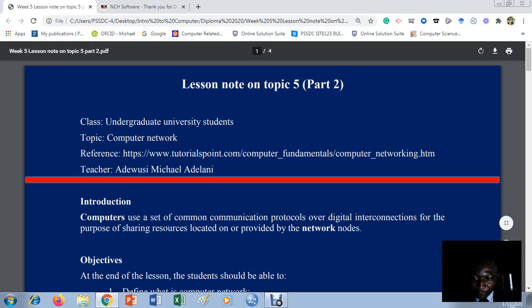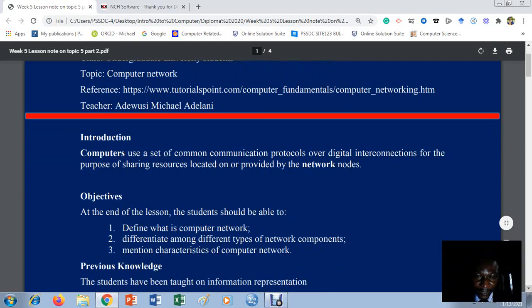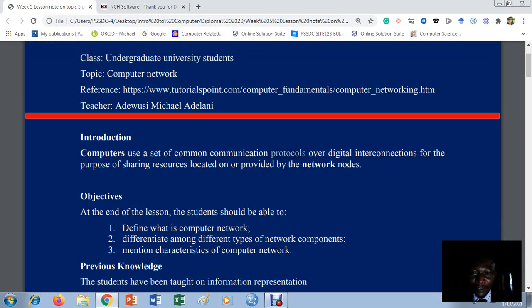As a form of introduction, computers use a set of common communication protocols. You need to underline these protocols. Protocols are procedures, are steps over digital interconnections for the purpose of what? Sharing resources located on or provided by other network nodes. Then nodes. Nodes are devices.